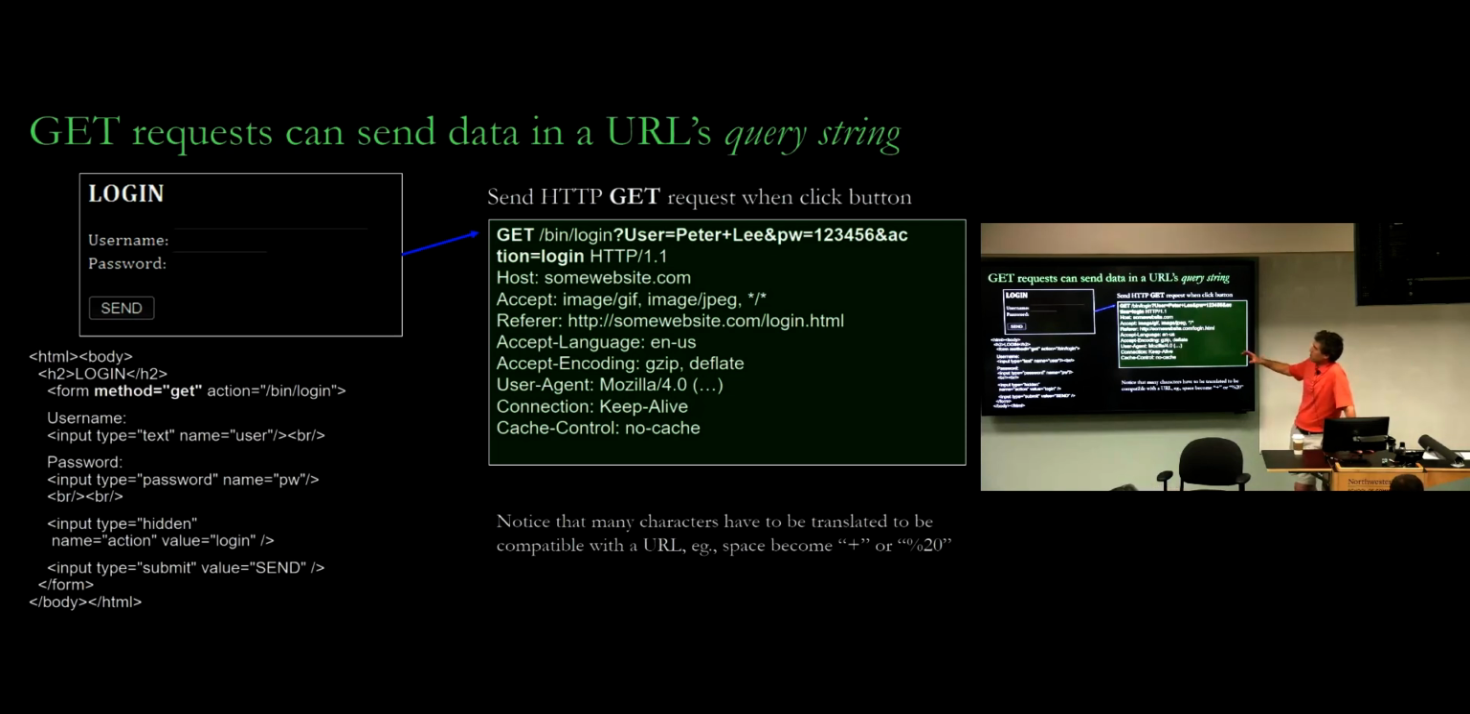So for GET requests, I could actually rewrite that same login page to have a different method specified here, GET instead of POST. This is not actually a great idea, but if I did this, then the form can still provide data to the server by taking that data and sticking it in the URL. So this is URL-encoded data. It's going to this bin login, which is specified here, and it's got a question mark, and this is called the query string. And you have key-value pairs here: user Peter Lee, password whatever.